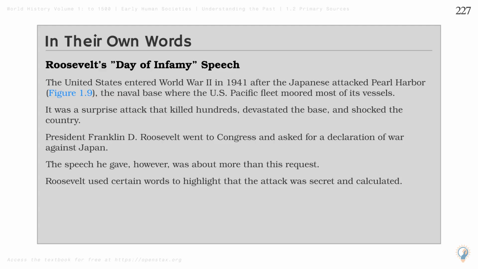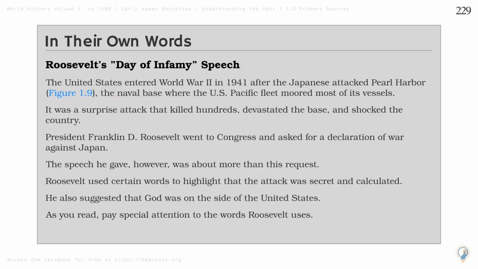Roosevelt used certain words to highlight that the attack was secret and calculated. He also suggested that God was on the side of the United States. As you read, pay special attention to the words Roosevelt uses. Can you pick out a few key rhetorical choices?